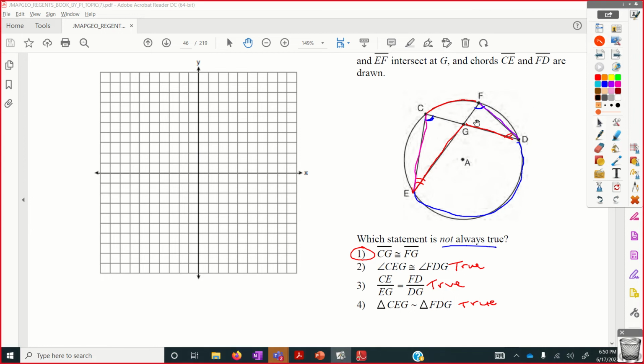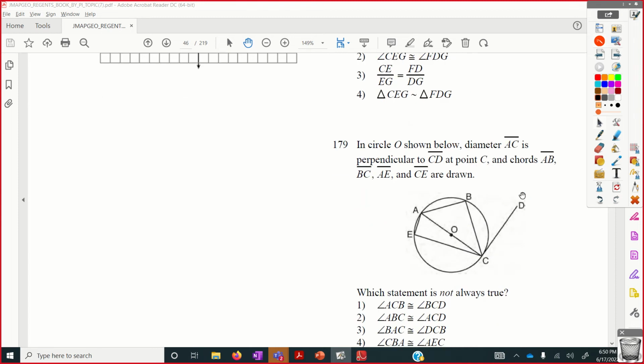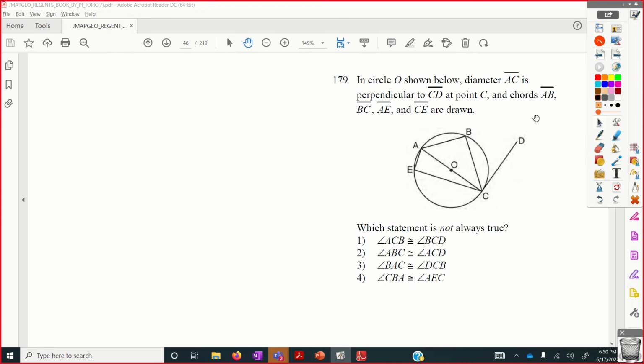But look for those pairs of inscribed angles that are going to make those equal. Question 179, which one of these are not always true? So once again, can you see things that are going to be equal? We noticed before that we talked about these angles that are formed by inscribing a semicircle. These are going to make 90 degrees. Same thing here, also inscribing a semicircle. And we also have a tangent line hitting a radius. So that makes this a right angle.